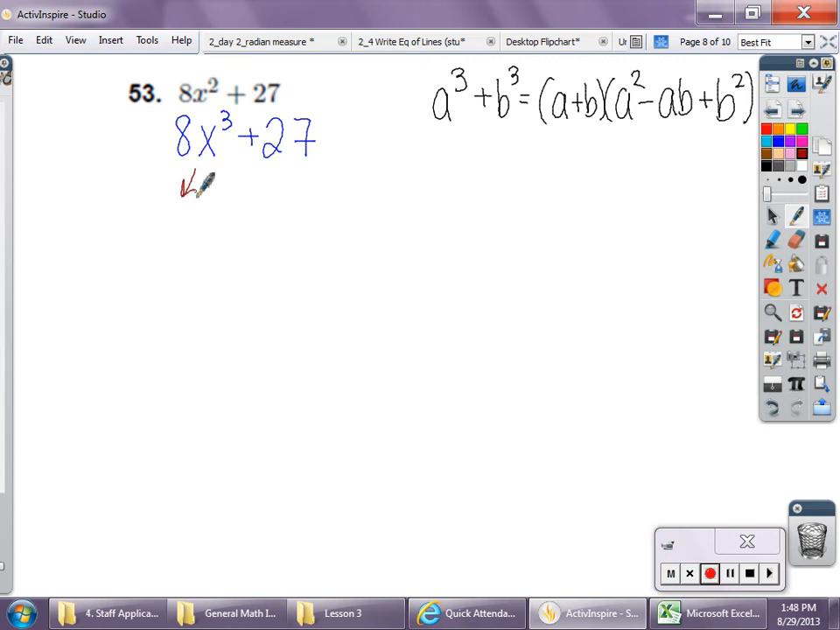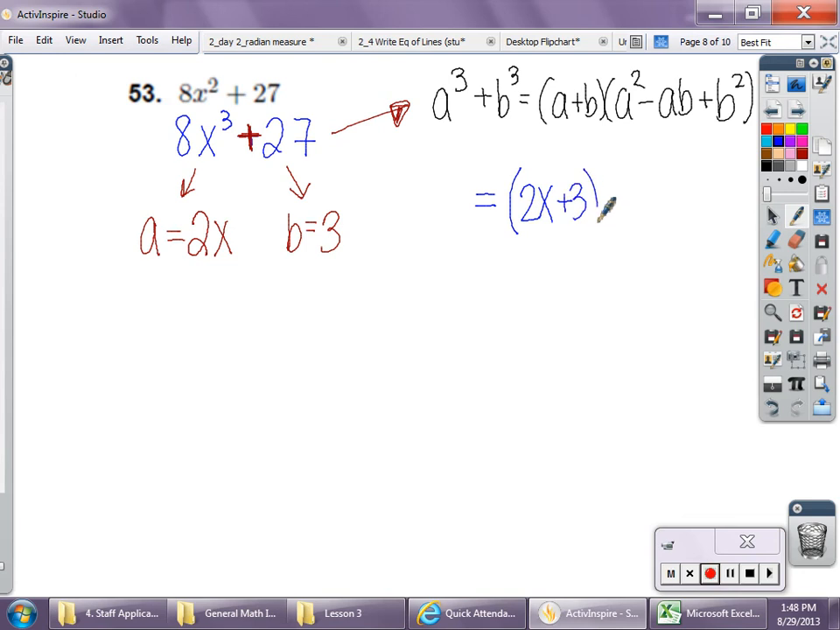So, in this case, how do you know what a is? You're going to literally take the cube root of the first term. So the cube root of 8 is 2. The cube root of x cubed is x. Cube root of 27 is 3. Because this is a plus, that's why we're using this rule that's right here. So all I'm going to do is replace all of my a's with 2x and all my b's with 3.